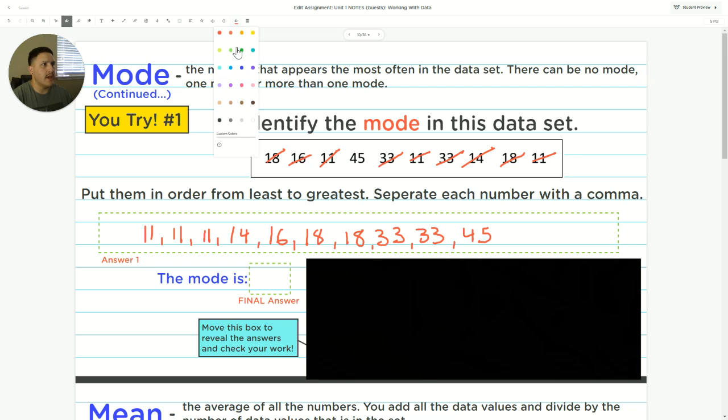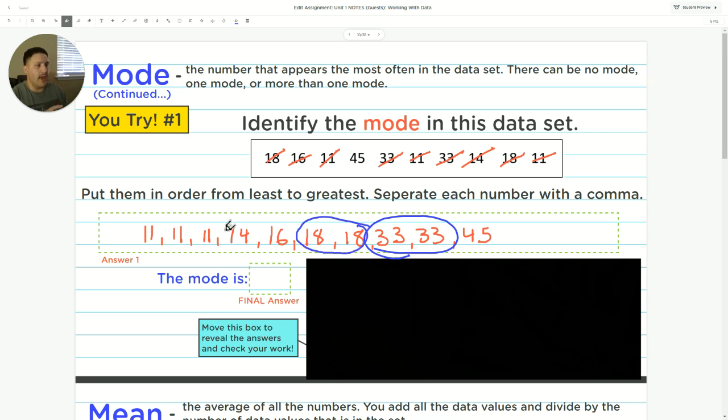Okay, now looking at all the numbers, I'm trying to see which one appears the most. I see 33 appears twice. I can see that 18 appears twice. And then I can also see that 11 appears 3 times. The mode is whichever one appears the most. And so my final answer for the mode is 11. And that's it for you try number 1.